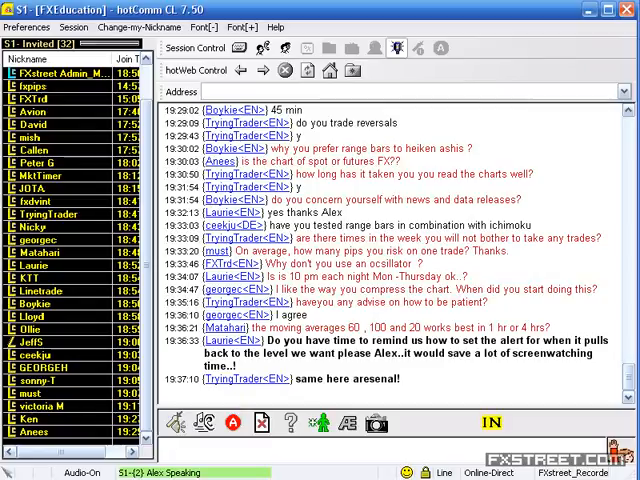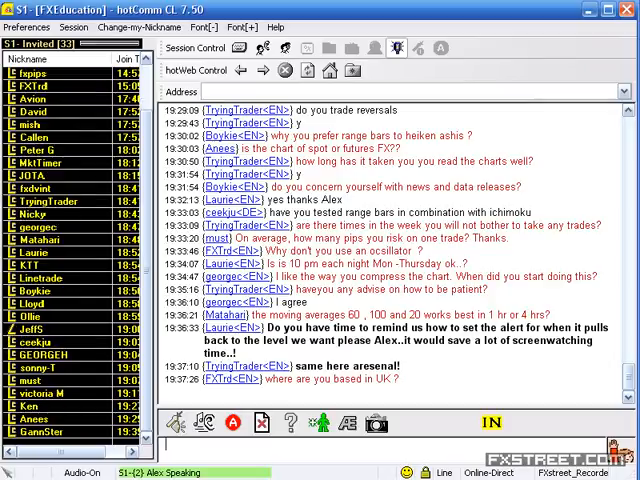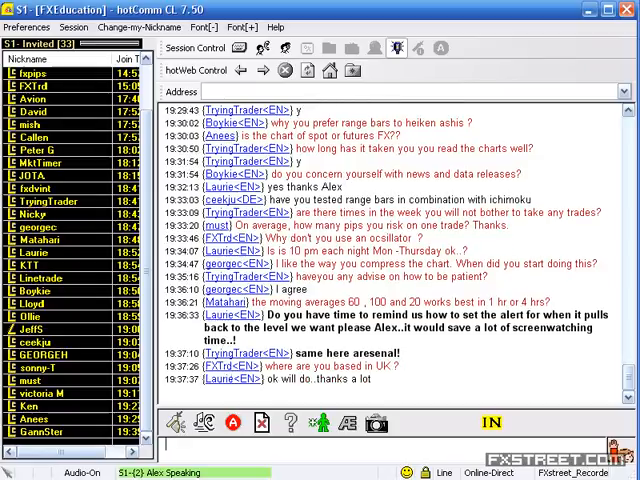Okay? Do you have time to remind us how to set the alert for when it pulls back to the level? We want to save a lot of screen watching time. I can't do that on this one, Laurie. But if you send me an email, we can talk about how you can put that onto your chart. Then maybe I'll come up with a video or something I can upload to our site where you can watch it. Nice trying, trader. We can be friends now. Where am I based in the UK? London. Based in London. Okay, there. Any other questions, guys?